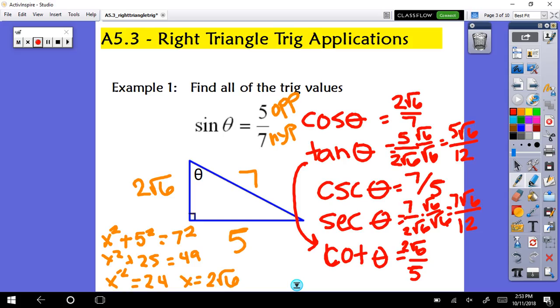Okay, I'm going to highlight these answers really quickly. So we have our sine is 5 over 7. Our cosecant is 7 over 5. Our cosine is 2 root 6 over 7. Our secant is 7 root 6 over 12 once we rationalized the denominator. Our tangent is 5 square root 6 over 12, and our cotangent is 2 square root 6 over 5. Okay?